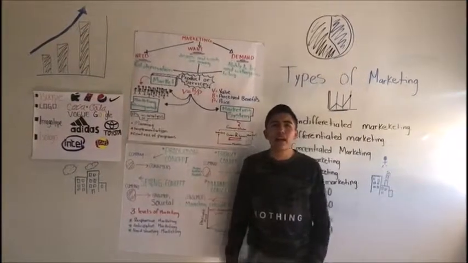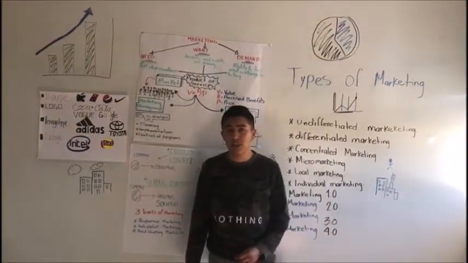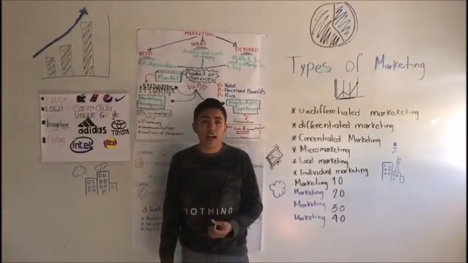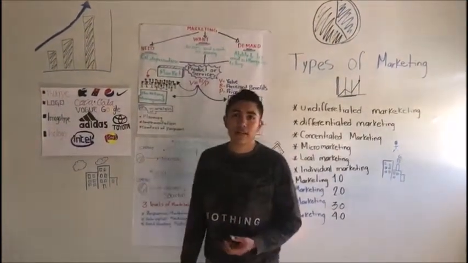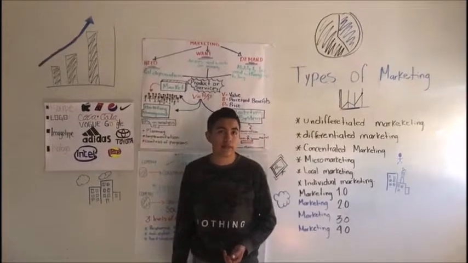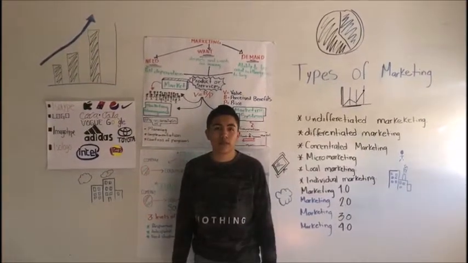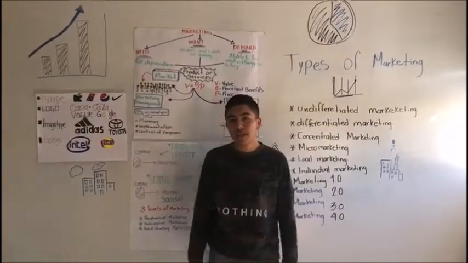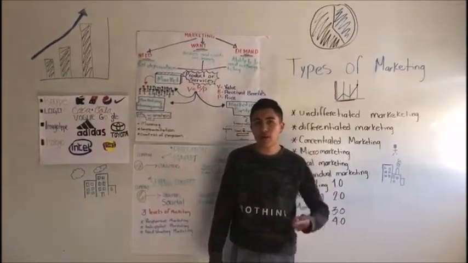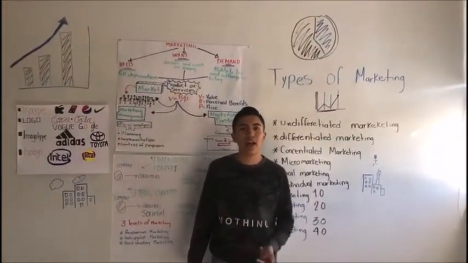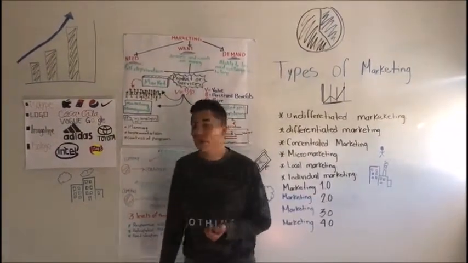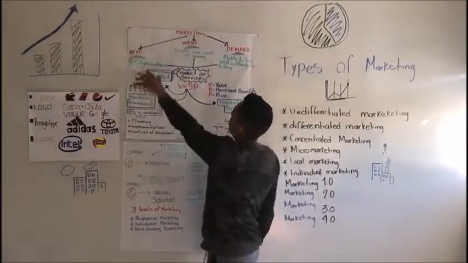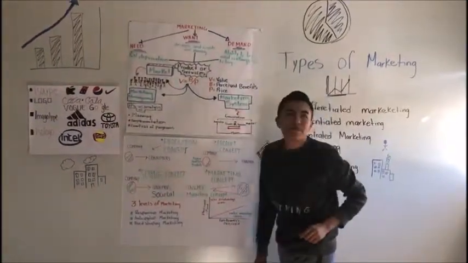What is marketing? It's a social process by which individuals and groups obtain what they need and want, by creating and exchanging products and value with others. Marketing has three elements: markets, what is being marketed, and target market. We have need, want, and demand.